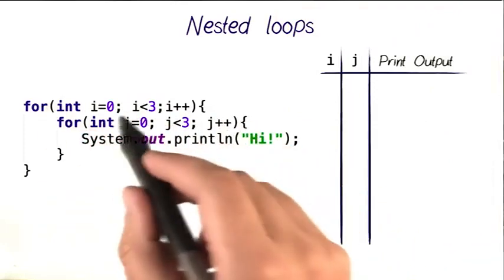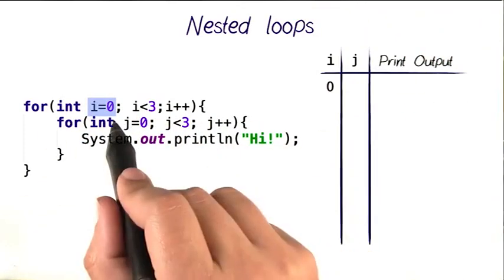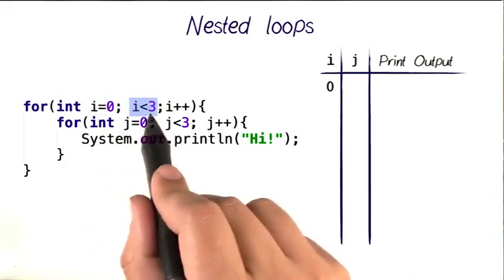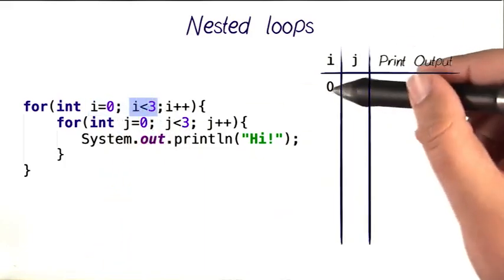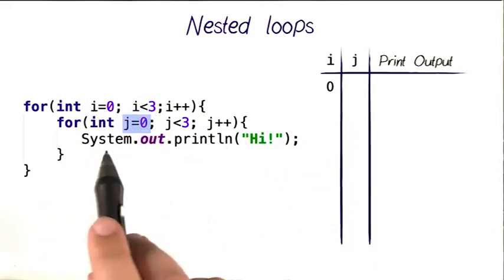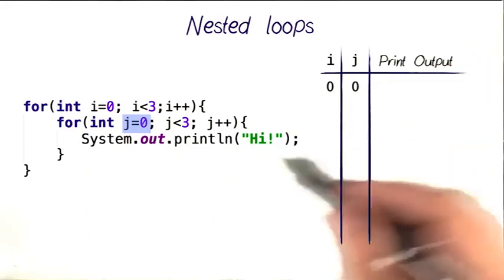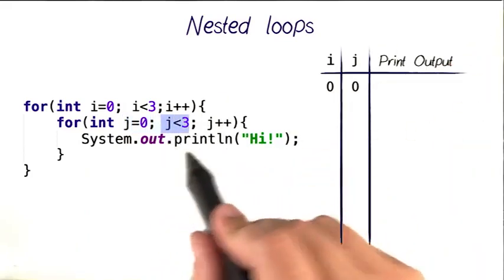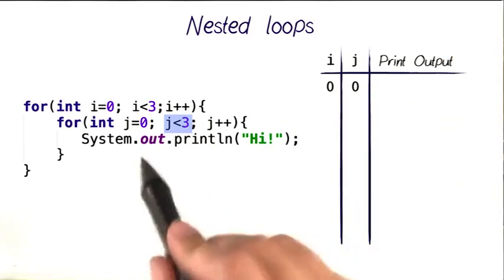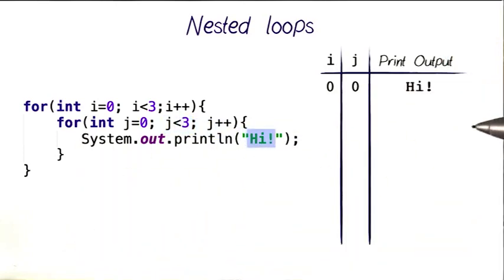Starting with the outer loop, i is initialized to 0, setting its value to 0. And then the next thing that happens is we check if i is less than 3. In this case it is, so it steps inside and goes into this inner loop. What happens now is that j gets initialized to 0, and then we check if j is less than 3, which it is. So we step inside the inner loop, printing out the statement hi.